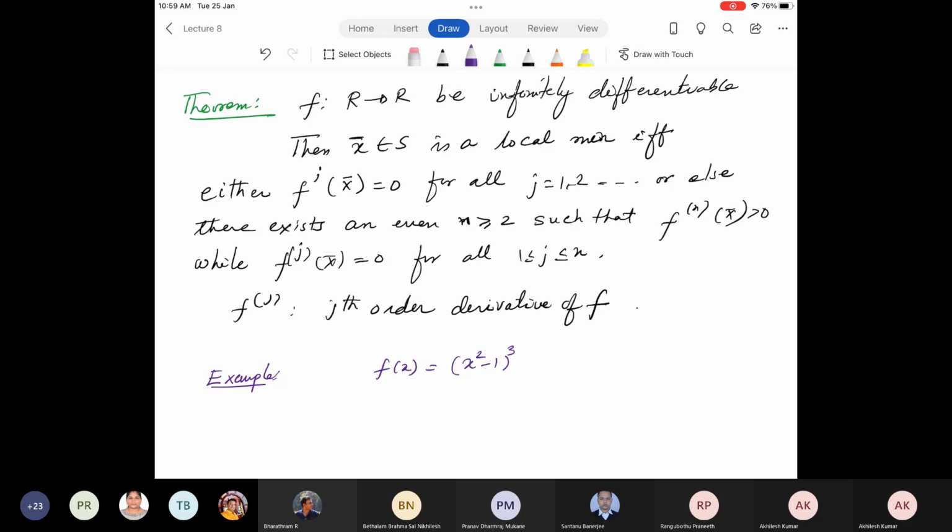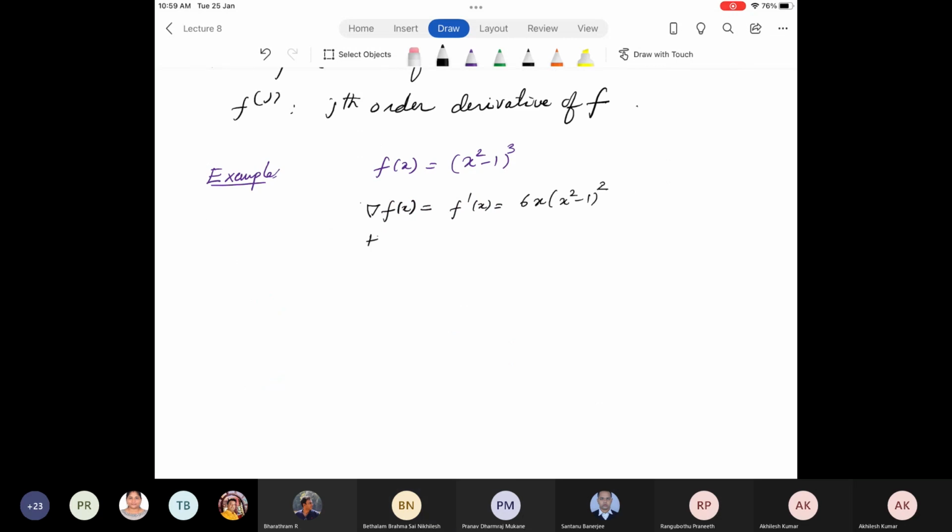I hope you guys are back. So let's check the necessary condition first. So what is del f(x) here? Equals to? Is this correct, guys? Yes, sir.